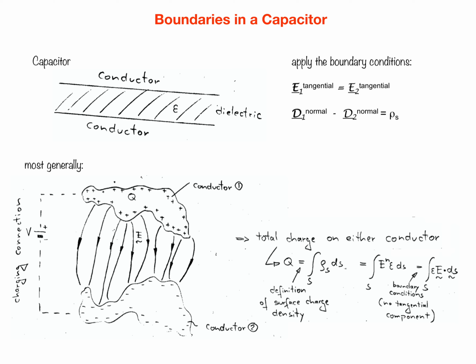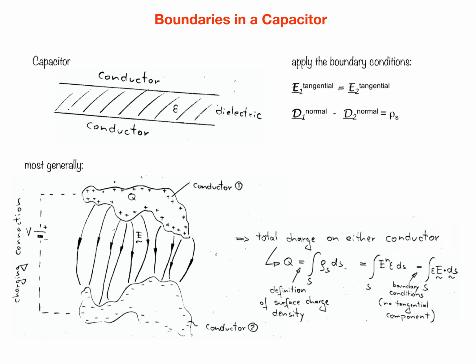Let us now apply the two boundary conditions in a capacitor. Here, a dielectric with a permittivity of epsilon is inserted between two conductors. This is most generally illustrated at the bottom left. Conductor 1 is carrying positive charges that create an electric field in the dielectric that extends to conductor 2, which carries negative charges. Since there is an electric field between conductor 1 and 2, there has to be a potential difference V between the two.